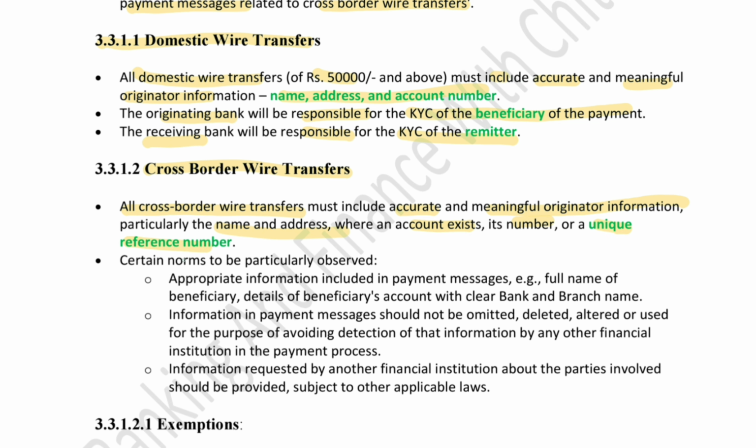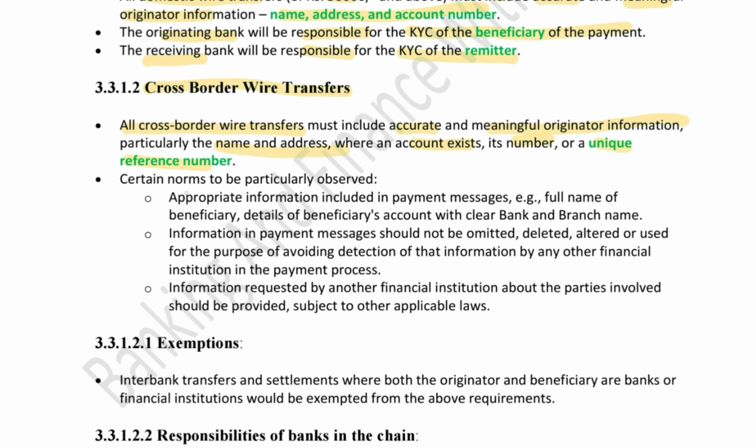Then certain norms are to be observed, that is appropriate information including in payment messages, like the full name of the beneficiary, details of the beneficiary's account with a clear bank and branch name. Then information in payment messages should not be omitted, deleted or altered for the purpose of avoiding detection of that information by any other financial institution in the payment process.